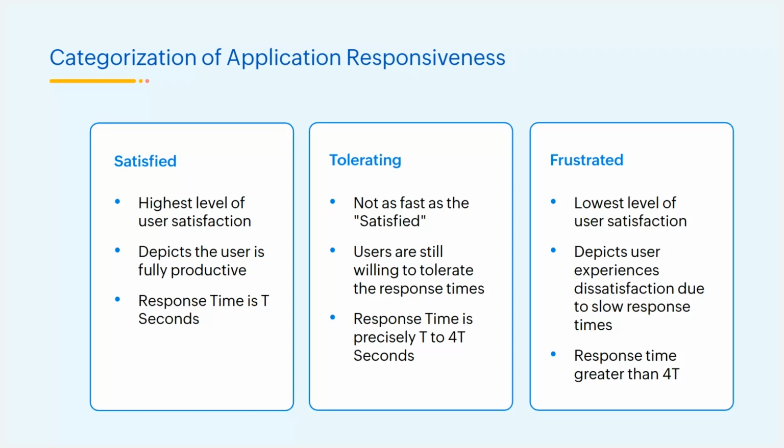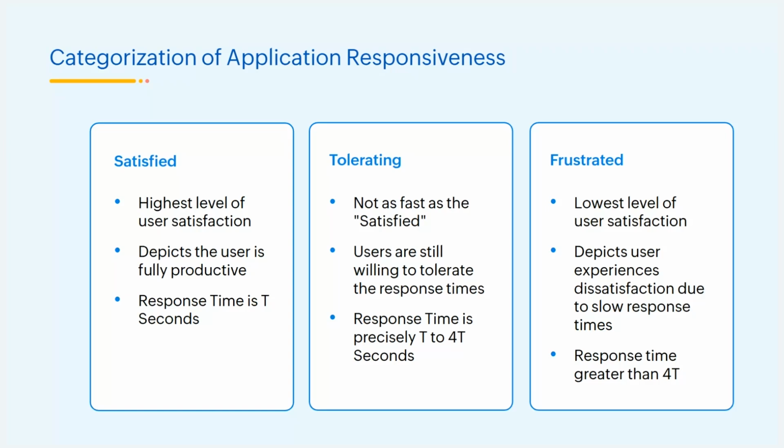And the second one is the tolerance. The tolerance category indicates the application's response time is in between the tolerating threshold and the satisfied threshold. So users in this category might tolerate the performance, but may not be entirely satisfied as under the satisfied category.